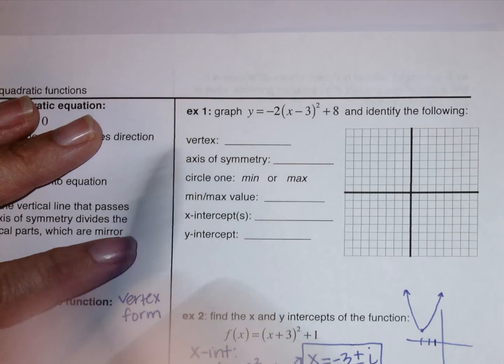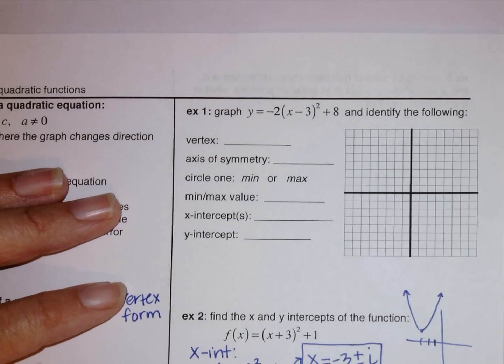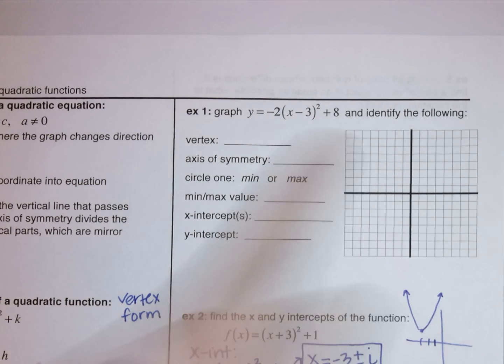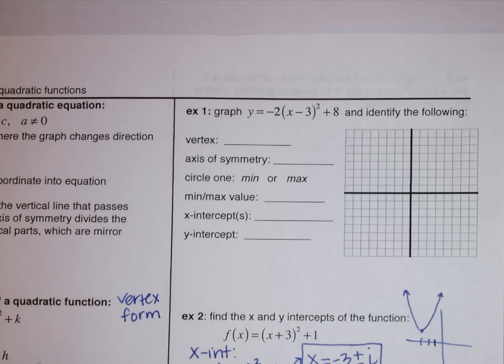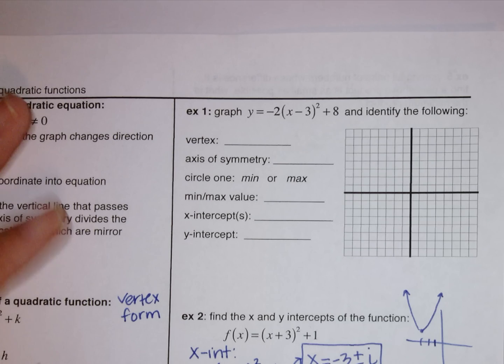Okay, so this example right here is going to be about the vertex form. How do I know it's in vertex form? Because I see parentheses. We could graph this the way we learned in 1.6, which is how I'm going to do it. But there's other ways to do it too. You can make a table and go from there.